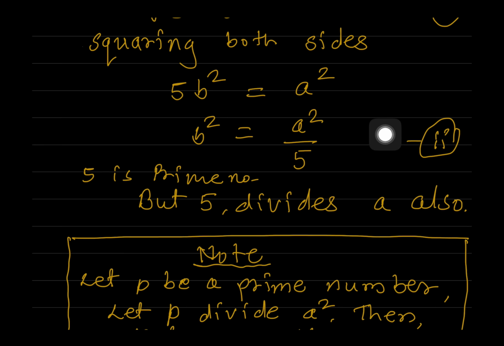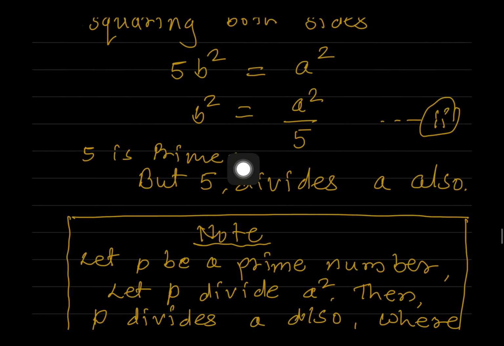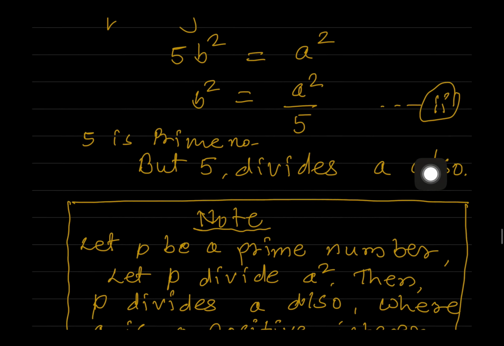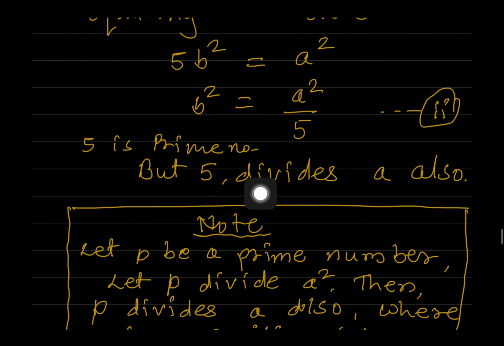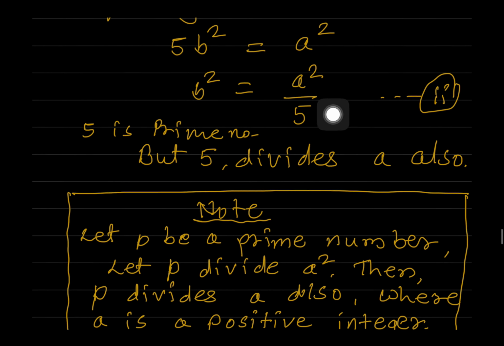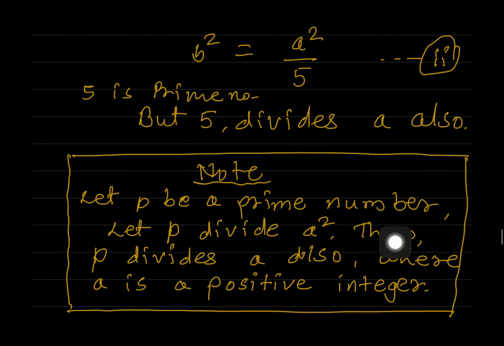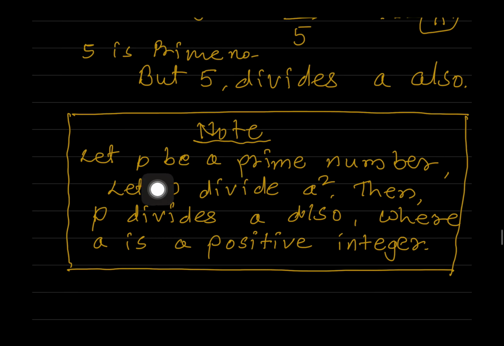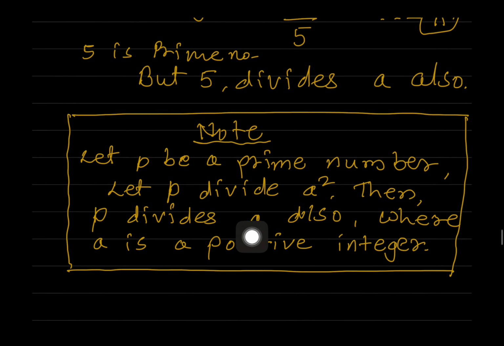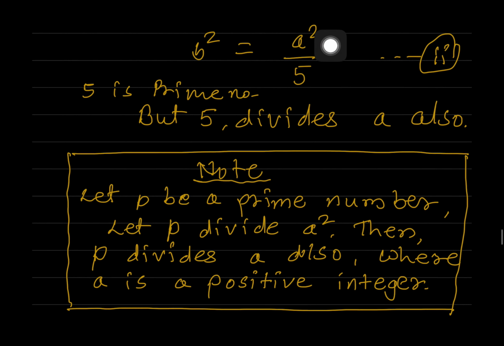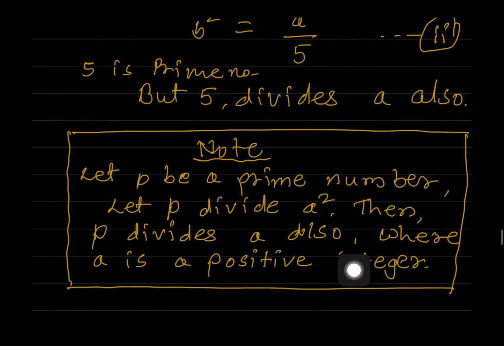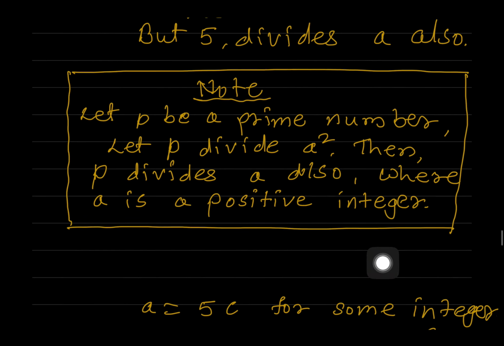So this is the second equation. Now 5 is a prime number, and here 5 divides a square, but it also divides a. Note that if p is a prime number and p divides a square, then p divides a also. I already explained this: 5 divides a square, so it divides a also, where a is a positive integer.